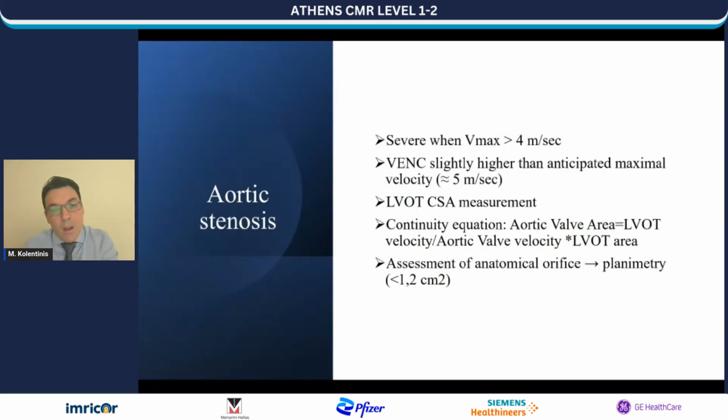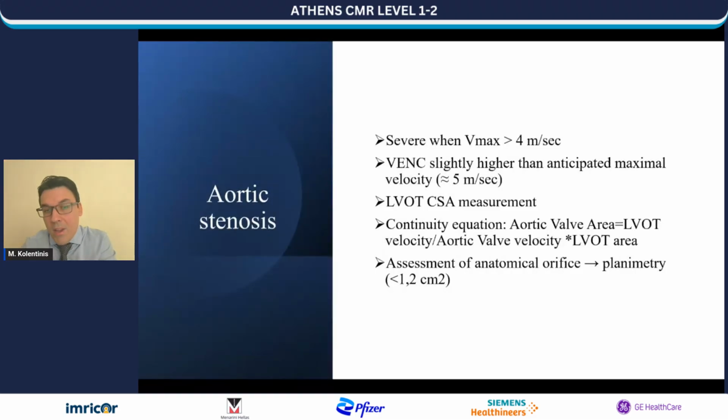The most common valve stenosis is aortic stenosis, as we all know. We use the typical cutoffs that derive from echocardiography, which is maximum velocity of over 4 meters per second. For this reason, we have to set manually the velocity encoding parameter in our sequence to be a little higher. Maybe we'd start at 4.5 and incrementally increase it until we have our good imaging. We can also calculate LVOT cross-sectional measurement and use the typical continuity equation.